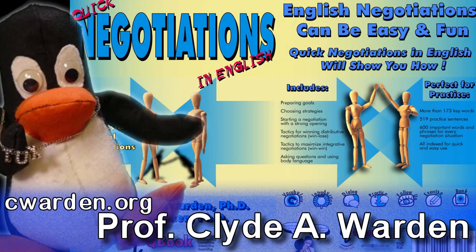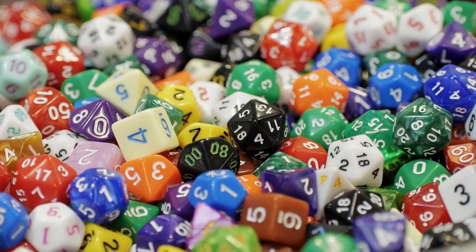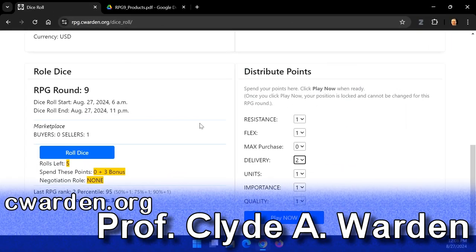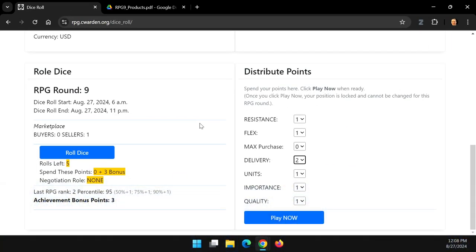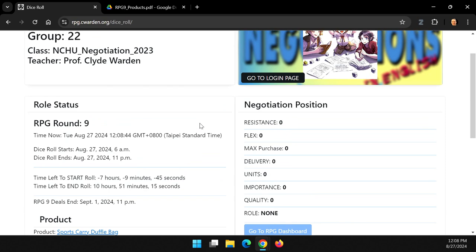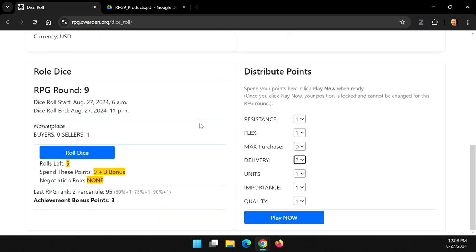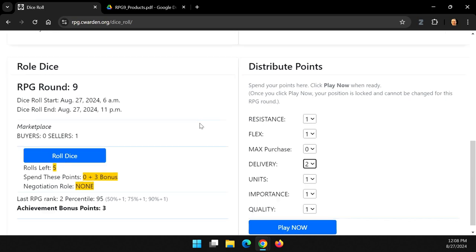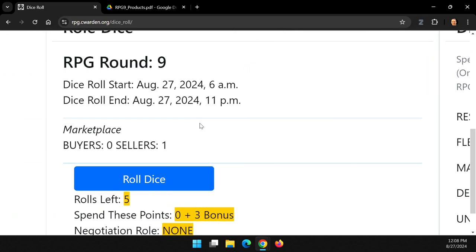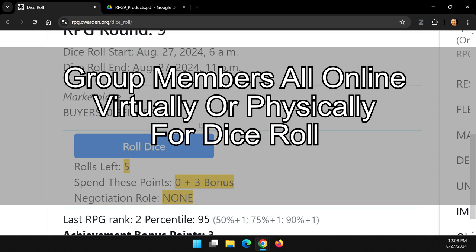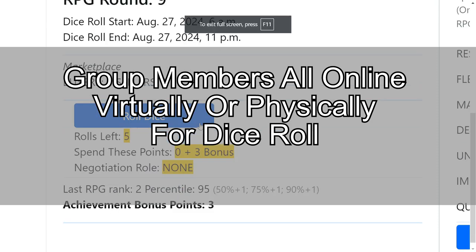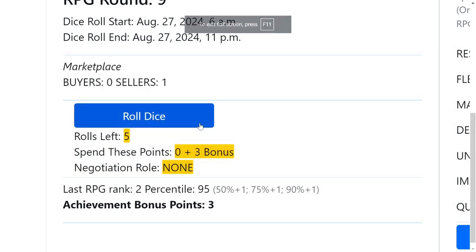Now we're going to roll our dice for beginning the RPG game. And how do we do that? Well, inside the app, on the roll dice page, we go down to the bottom and we can see the button for roll dice. So what we do now is we just push the button. Very simple. All right, you ready? I'm going to click it.